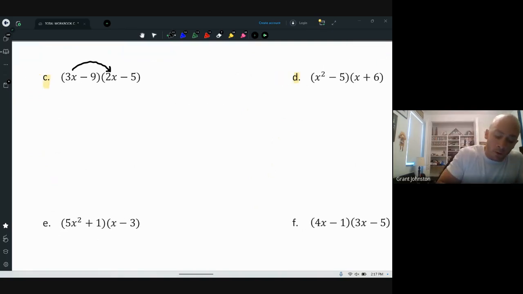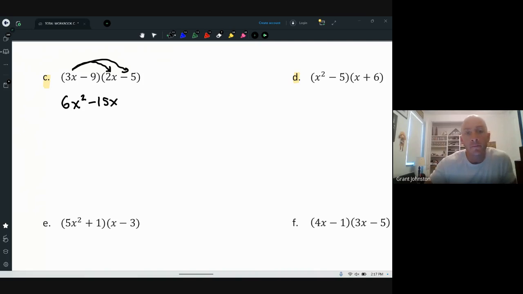So again, distribute. We're going to go to the 3x times the 2x. 3x times 2x would be 6x to the second. The 3x times the negative 5 would be negative 15x. So we've distributed the 3x. Now let's distribute the negative 9. Negative 9 times 2x would be negative 18x. The negative 9 times the negative 5 would be positive 45.